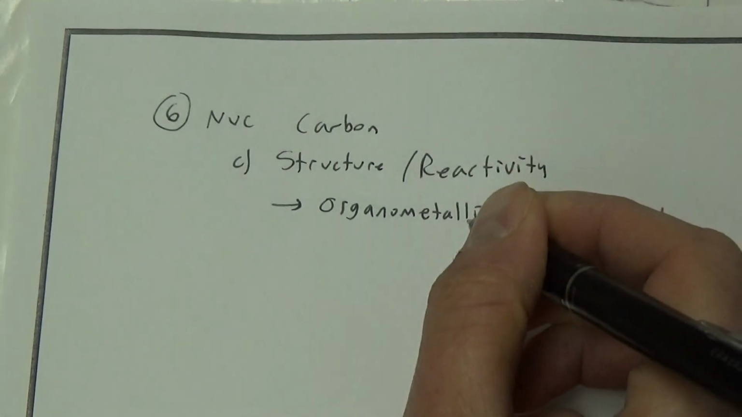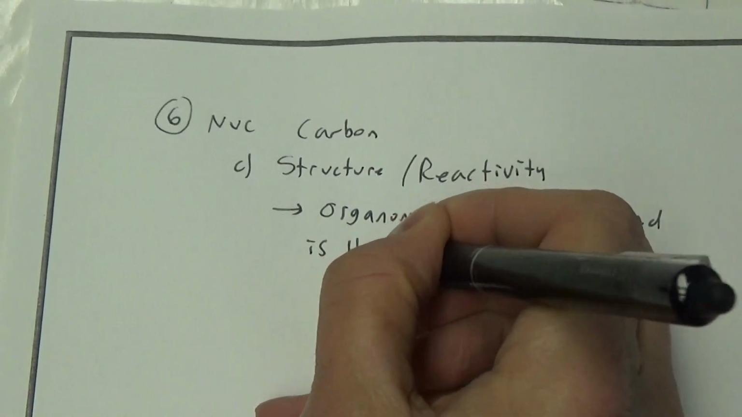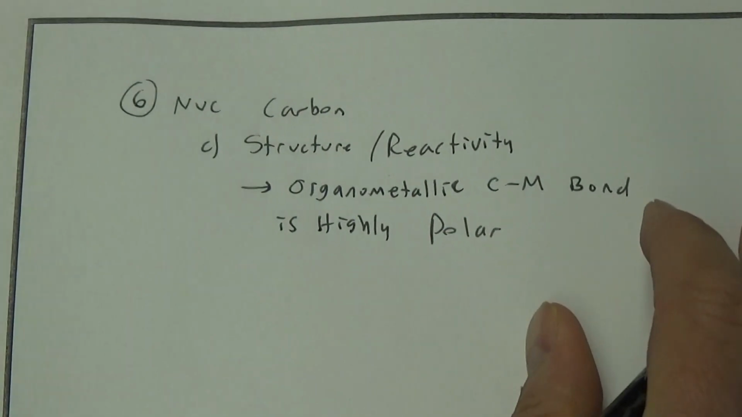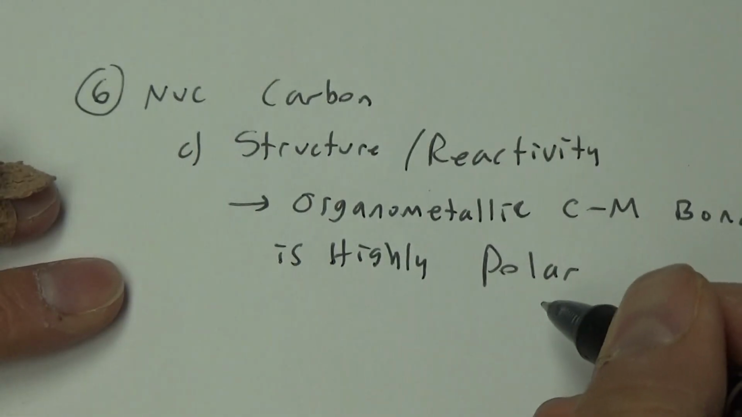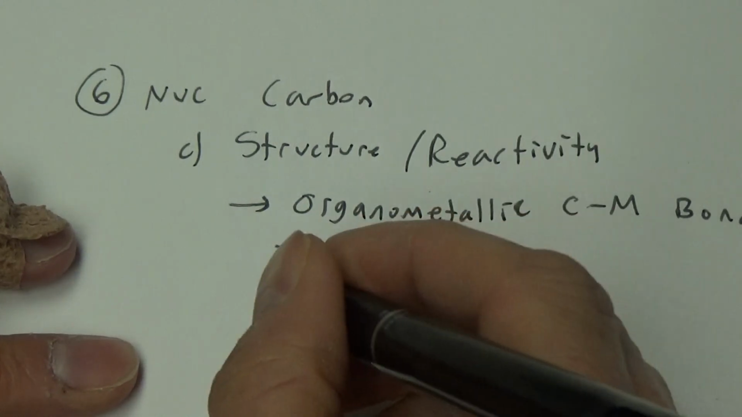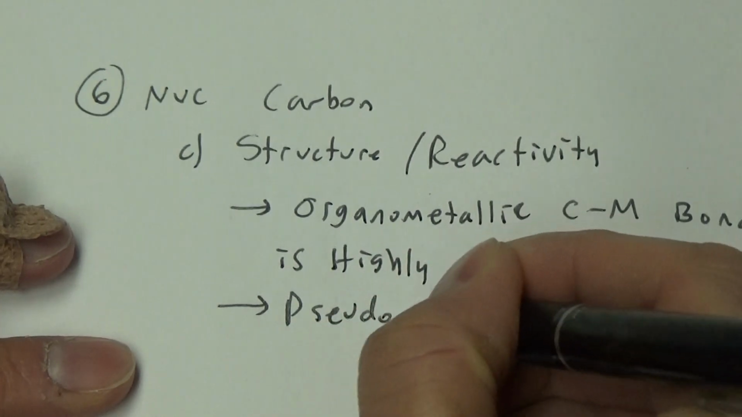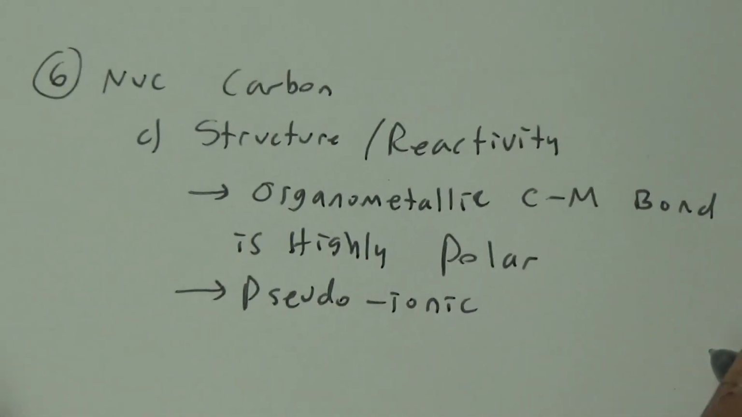as we talked about before, it's highly polar, meaning there's a lot of charge density on the carbon. It's negative, right? It's pseudo-ionic. So it's not exactly ionic, but it has ionic properties.